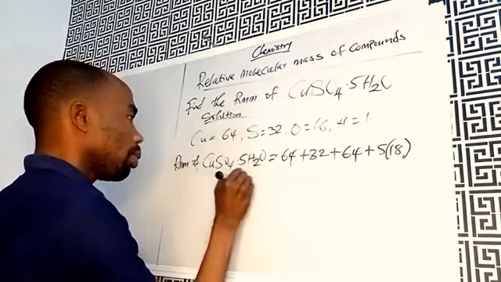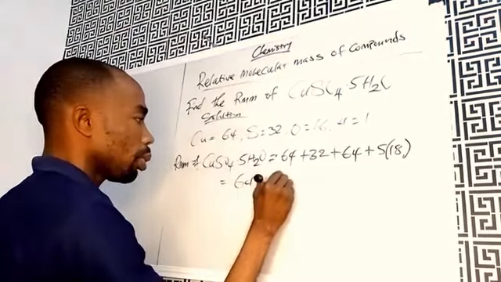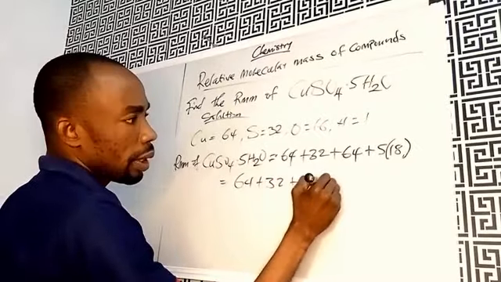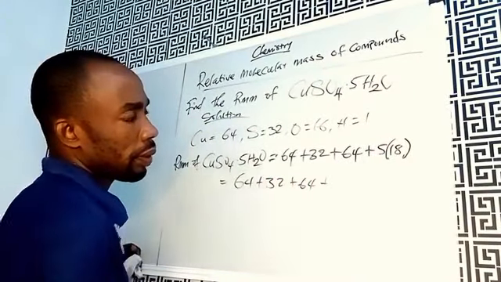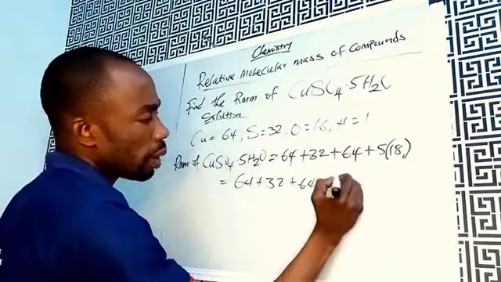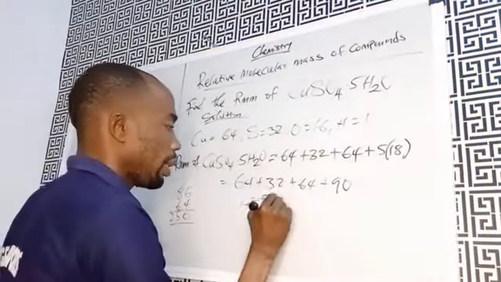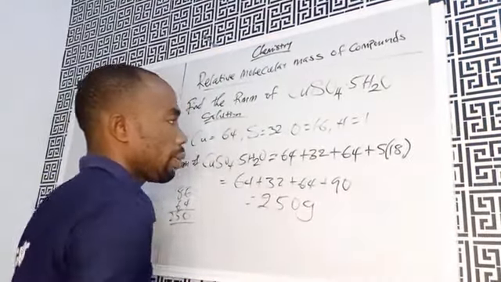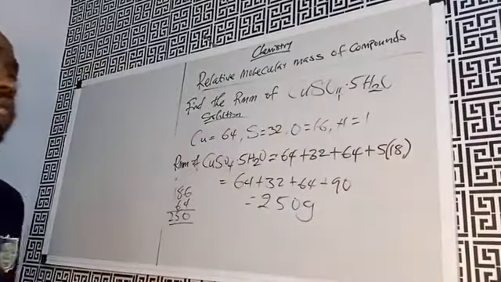Okay, so it's going to be equal to 64 plus 32 plus 64 plus 5 times 18. 5 times 18 should be 90. We have 250 gram of this hydrated compound.